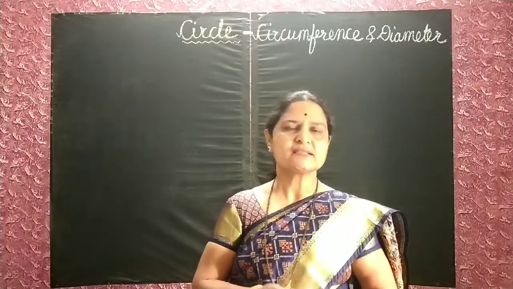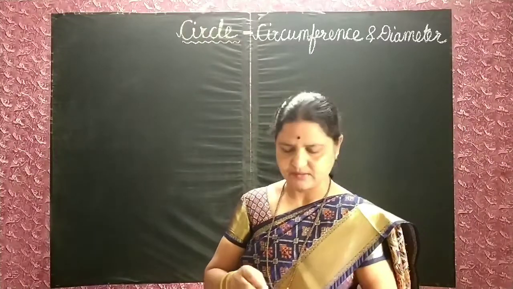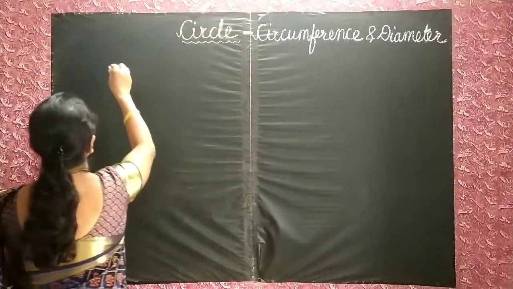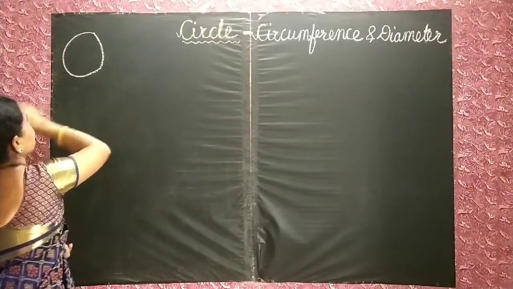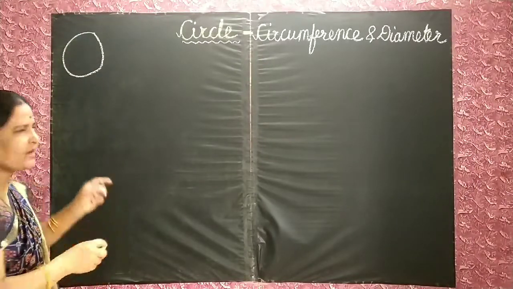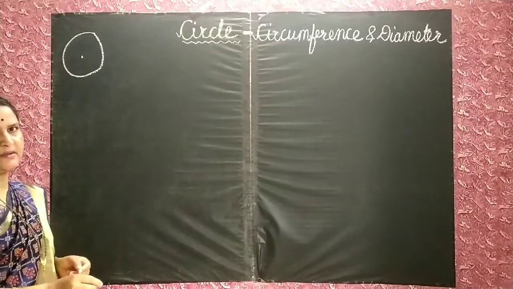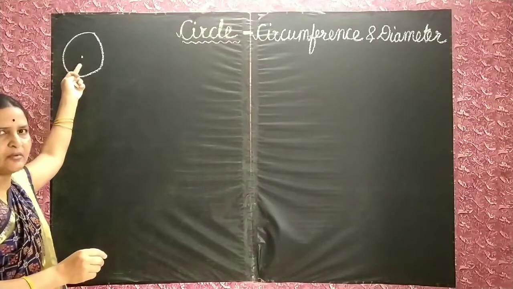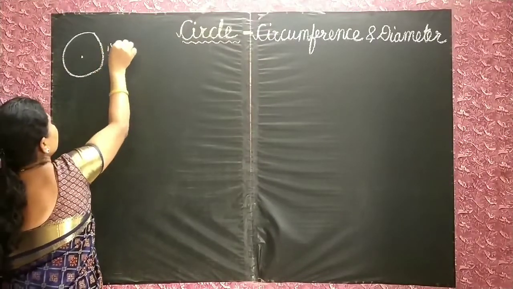Today we are going to study a new chapter, that is circle. First we'll see different parts of a circle. Now see here, this is the circle. Here this point is called the center of the circle. Next, we'll see the radius.